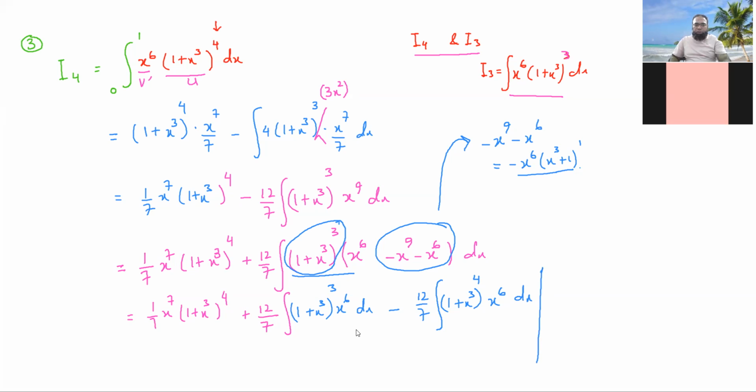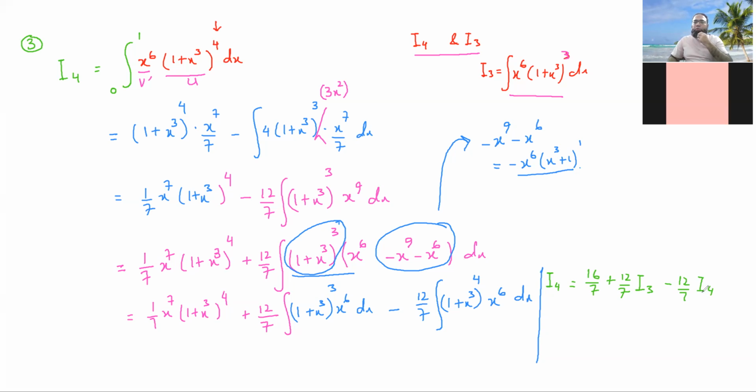So now, let me change the color here. This is going to be I4. I'm going to put the limits here, 0 to 1. When I put 1 here, this is going to be 16 over 7. This is 16 over 7 and this is 12 over 7 I3 minus 12 over 7 I4.